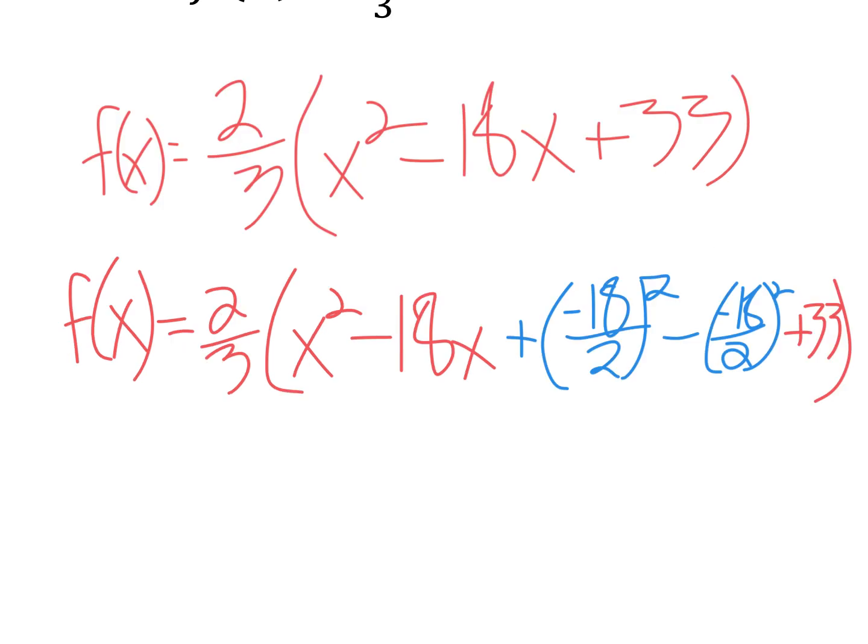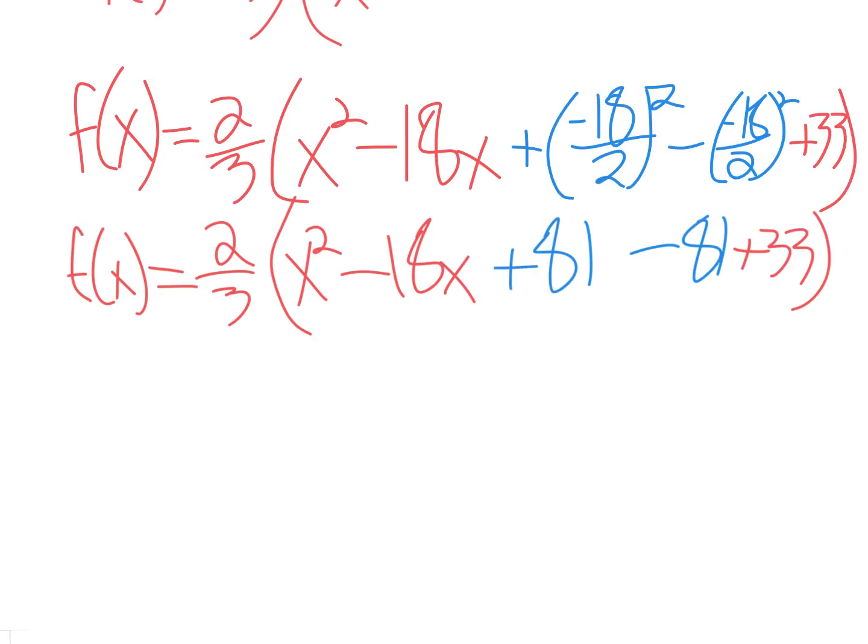Okay, so the next step would be to move that 33 off to the side, and then we're going to add and subtract in our b over 2 squared term. So our b term would be -18, and -18 over 2 would make -9. -9 squared makes 81. So I'm going to add in an 81 and subtract in an 81 and bring the rest of the equation down.